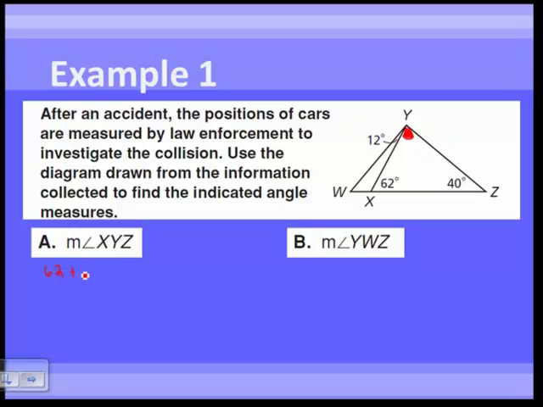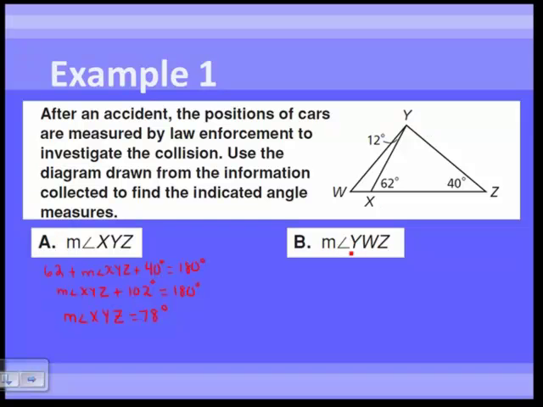So if we know that the sum of the angles add up to 180, we've got 62 plus the measure of angle XYZ plus 40, that's angle Z there, equals 180. So the measure of angle XYZ plus 102 equals 180. Subtract the 102 from both sides and we get the measure of angle XYZ is 78 degrees. Okay, so that's that angle there.